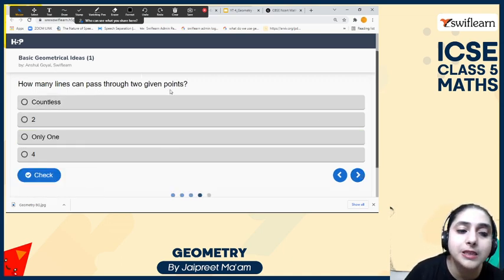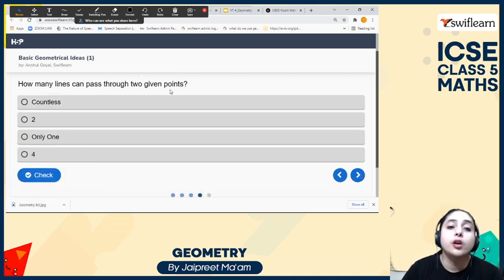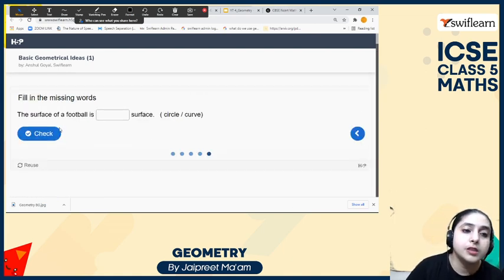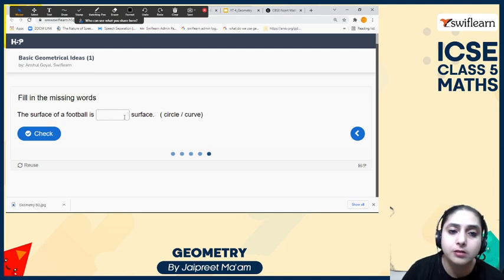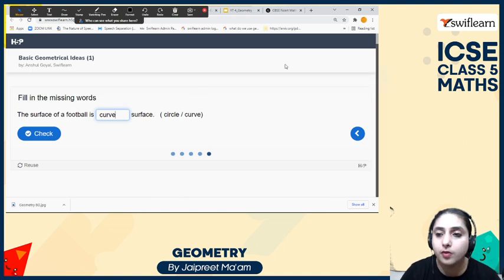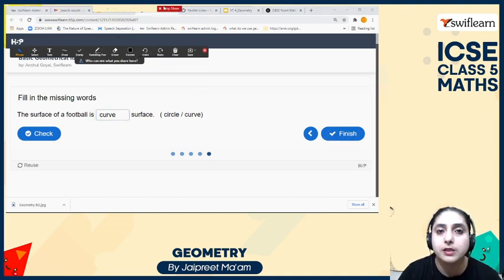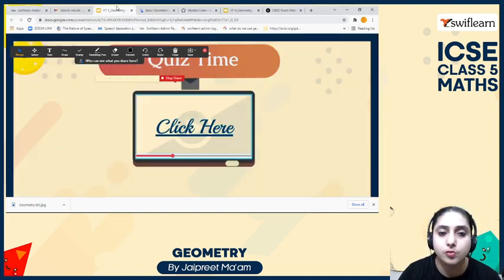How many lines can pass through two given points? The surface of a football is a circle or a curve? What is the surface of a circle? So, curve. So our quiz ends. Let's move back.